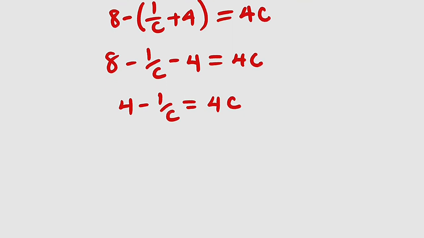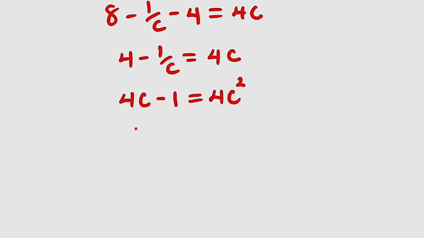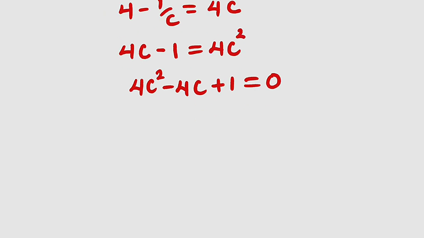Multiply every term by c just to clear this fraction. So 4 times c is 4c, minus 1 divided by c times c is 1. This is equal to 4c squared. Let us take every single term to the other side. We have 4c squared there. As this crosses over, it becomes negative 4c. As this crosses over, it becomes positive 1, and the whole of this equals 0. This is a quadratic equation that we can solve by factorization. If you take 4 and multiply by 1, that will give us 4. Then think of two numbers you can multiply to get this 4, and when you add them together, you get negative 4.